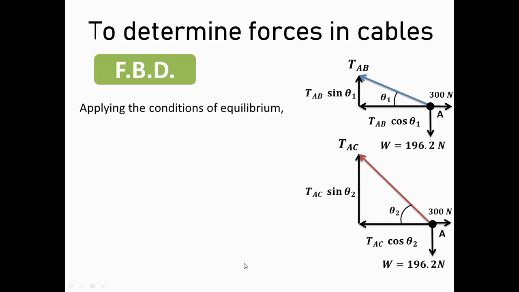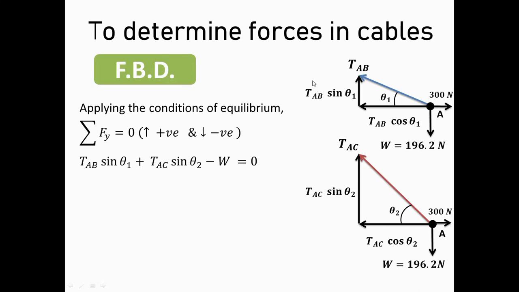Similarly, we'll apply the other condition of equilibrium, that is summation of forces in y direction is equal to 0. Upward forces positive and downward forces negative. So again, you can see TAB sin theta 1 is acting in the positive y direction, upward, so it is positive. TAC sin theta 2 is also acting in the upward direction, so it is positive. Whereas W is acting in the downward direction, so it is negative. So the equation will be TAB sin theta 1 plus TAC sin theta 2 minus W is equal to 0. Now transfer this minus W to the other side, and it will become positive.